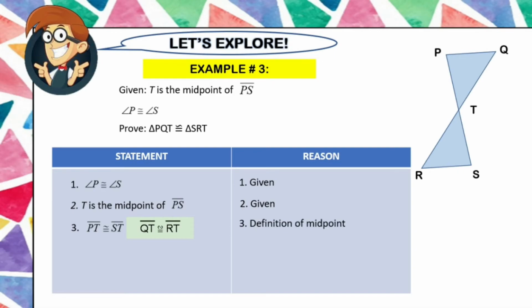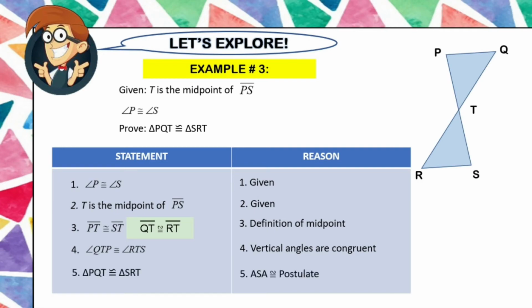For our fourth statement, angle QTP is congruent to angle RTS. It's because vertical angles are congruent to each other. Since we have already proved that two angles and inclusive side of triangle PQT are congruent to its respective two angles and inclusive side of triangle SRT, therefore, triangle PQT is congruent to triangle SRT using ASA congruence postulate.